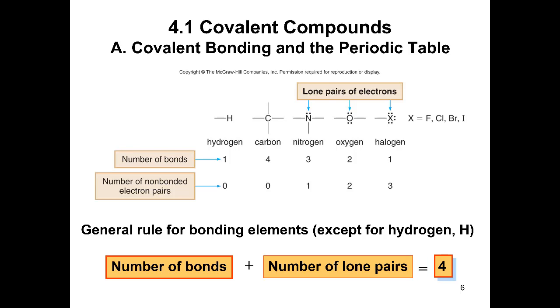Okay, so these are the rules as they're presented in your book, and so I'm presenting them here as well. This is not my preferred method of doing this. I use what's called an NASB method, which is going to follow this, which is a little easier in my opinion. But basically, you're going to have the number of bonds plus the number of lone pairs equals 4. This is the way your book does it.